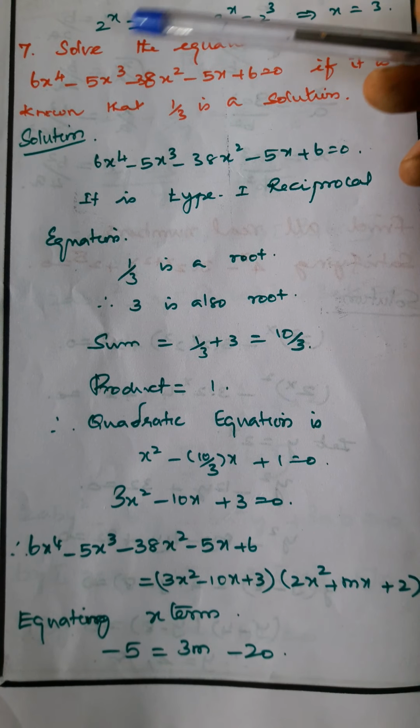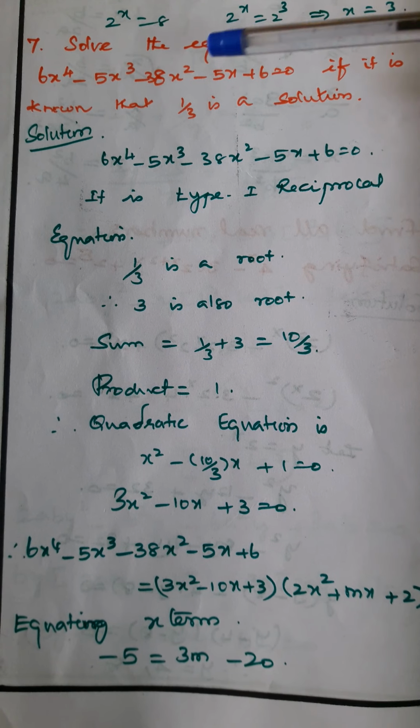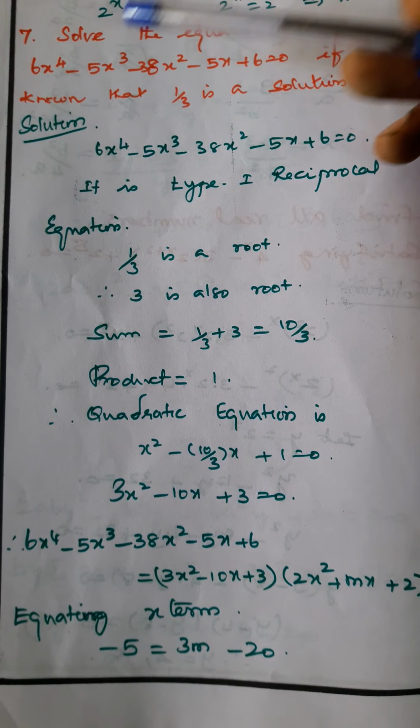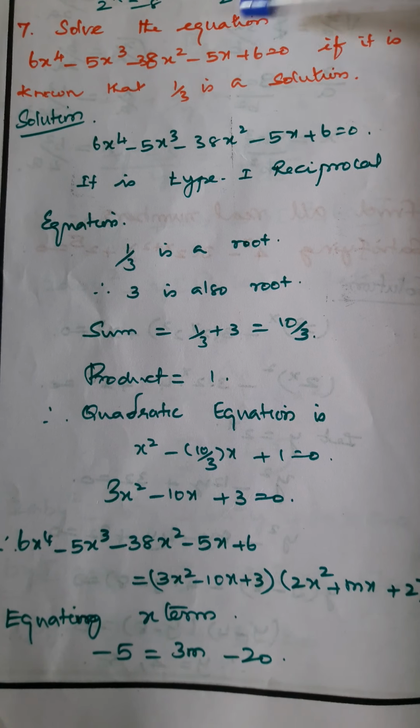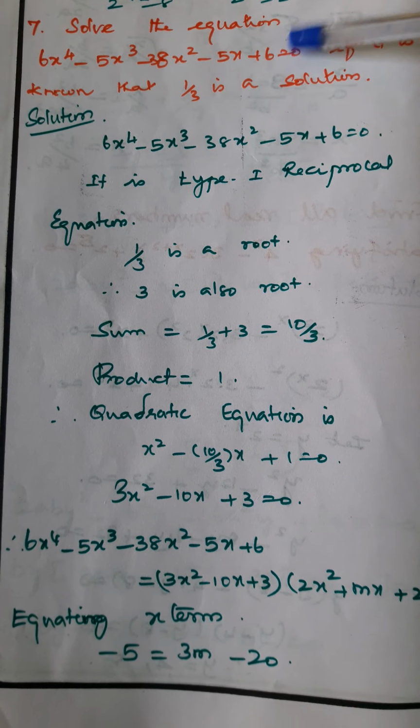Like that, your next, 7th question: solve the equation 6x⁴ minus 5x³ minus 38x² minus 5x plus 6 is equal to 0.